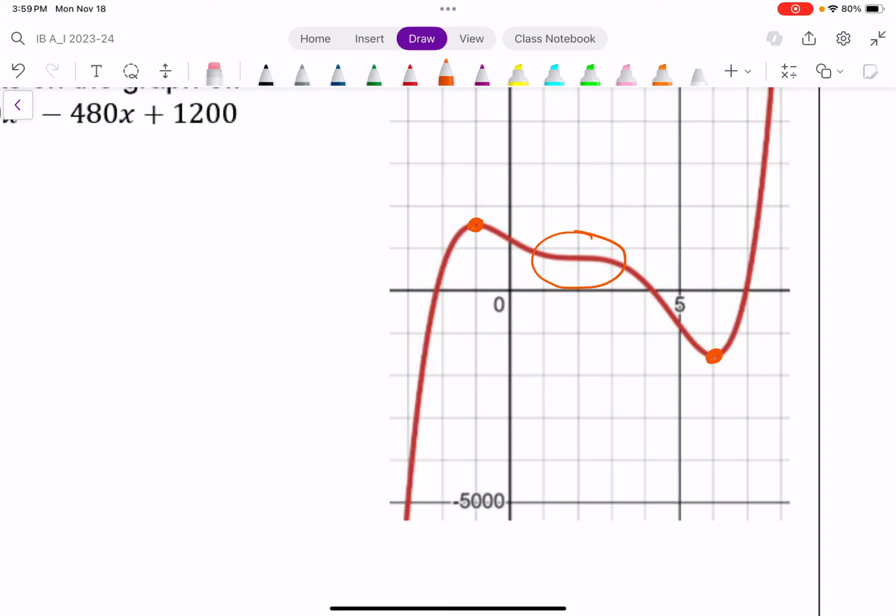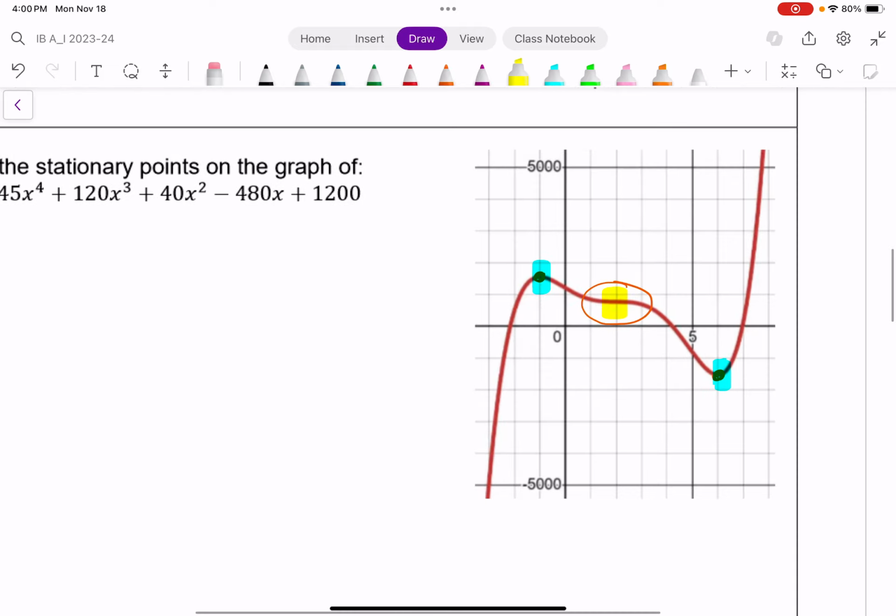Now those are the ones we can't directly tell from a GDC, because keep in mind, just finding a maximum or a minimum on our GDC we've learned before, and we should be fairly quick at that. But somewhere in here, there seems to be a horizontal tangent. And it's hard to tell if there really is. So in this case, our derivative comes into play.